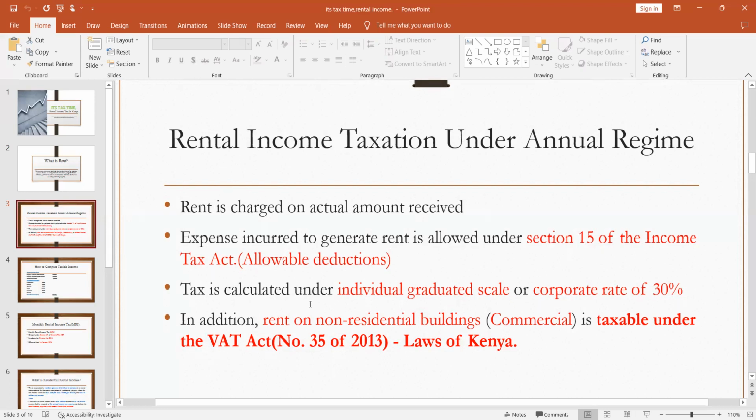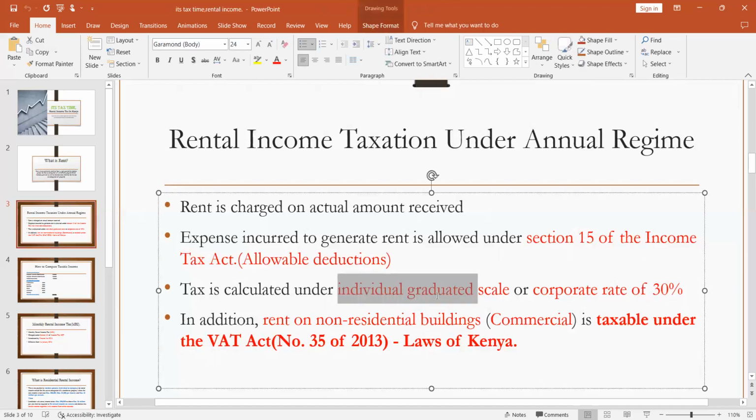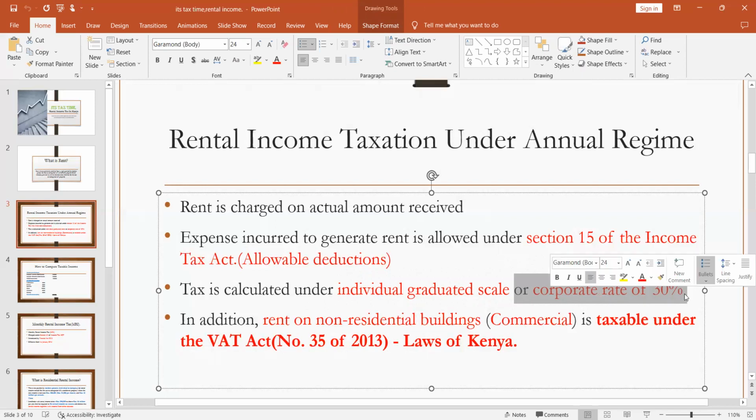Tax is calculated under the individual graduated scale. For example, if the nature of the business is either sole proprietorship or partnership, then it will apply under the graduated scale. And if it is registered as a limited company or a corporate entity, then it will be charged at 30%.